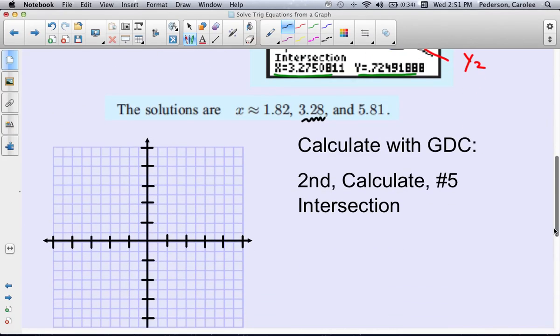There's also a process with the graphing calculator to calculate points of intersection, and that's these steps here. You would go into your graphing calculator, push second mode, then calculate, and then push number 5, and it comes up with intersection. You have to select a left and a right piece of the curve, and then that'll calculate the points of intersection. You'll have to do it 3 separate times. And again, we're only looking for the x values.